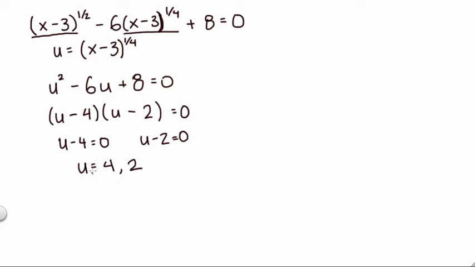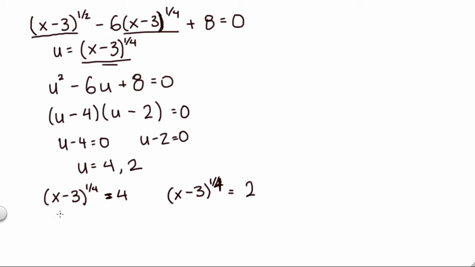Right? So now we have to go back to what u was, and so we have (x - 3)^(1/4) is equal to 4. Sorry, that's an equal sign. And then we have (x - 3)^(1/4), because that's u. Whoops, I said 1/4 and wrote 1/2, is equal to 2.